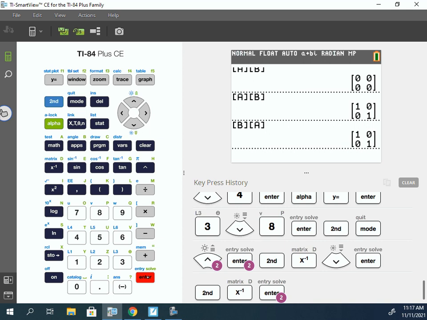Because if two matrices are inverses of each other, A times B is going to be the same as B times A, giving us the identity. For any two matrices, if they are inverses, we can multiply them in any order and get the identity. Questions on this here?